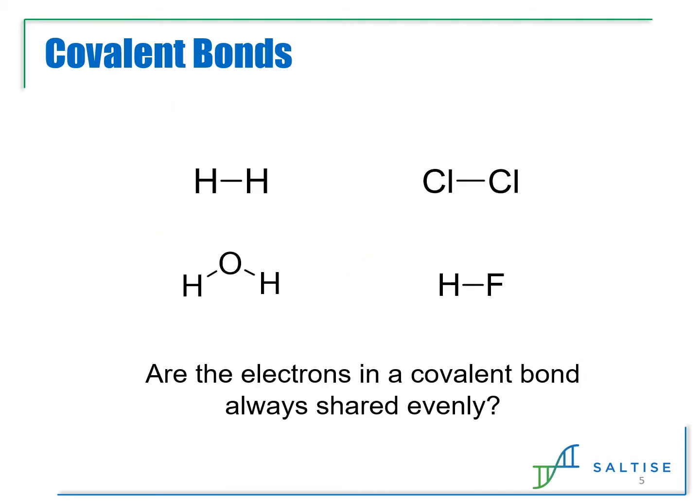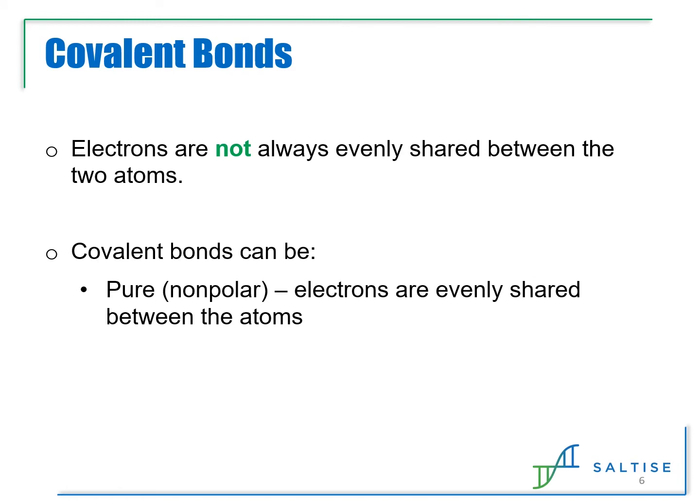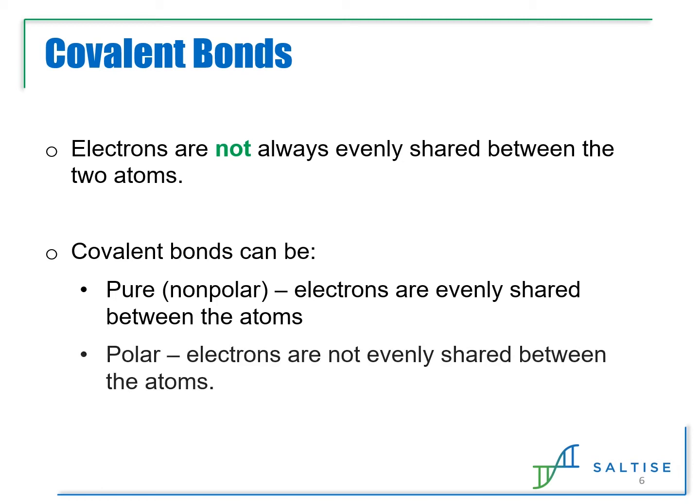Now the question is, are the electrons in a covalent bond always shared evenly between the atoms regardless of which elements are involved in the bond? The answer is not always. Covalent bonds can be classified as one of two types. It can be described as being pure or nonpolar, where the electrons are evenly shared between the atoms. Or it can be described as being polar, where the electrons are not evenly shared between the atoms.